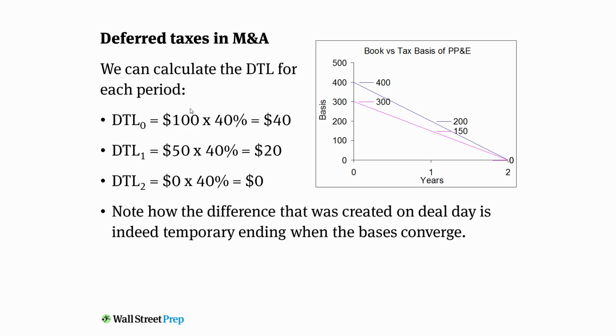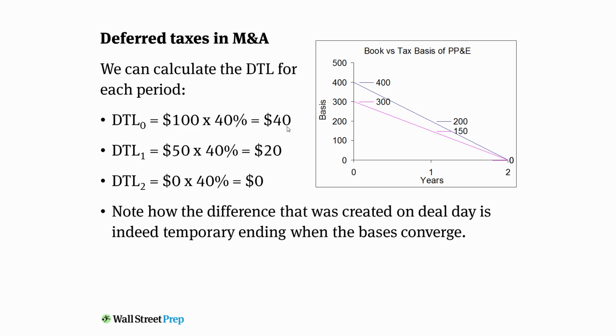You can see this visually. In fact, in every period going forward over the useful life of the asset that's creating the deferred tax liability, you can calculate the end of period deferred tax liability by simply looking at the difference in basis, right? So if the tax basis on deal day is 300 and the book basis is 400, well, that $100 difference times the 40% tax rate is 40.